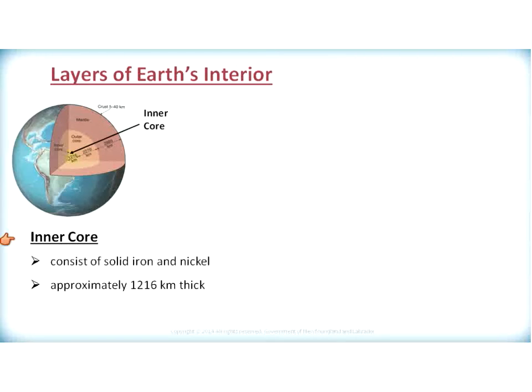Beneath the outer core is the innermost layer called the inner core. The inner core consists of solid iron and nickel and is approximately 1,216 kilometers thick. This is the innermost layer of Earth and is found directly in the center, below the outer core.